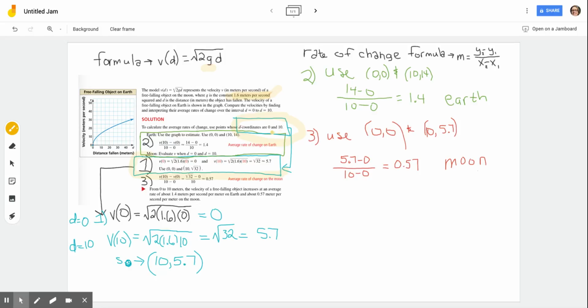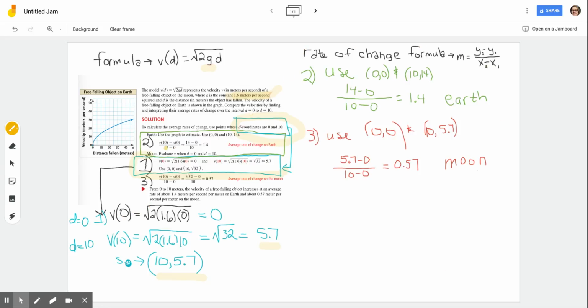And now we're going to do it for the 10. So we put the 10 in, V of 10 equals the square root of 2 times 1.6, got that from right here, times 10. Okay, 2 times 1.6 is 3.2, times 10 is 32, so I have the square root of 32. And if you put that into a calculator, you get approximately 5.7. So with that, I have this coordinate right here, 10 and 5.7. Okay, the other coordinate would have been 0, 0.